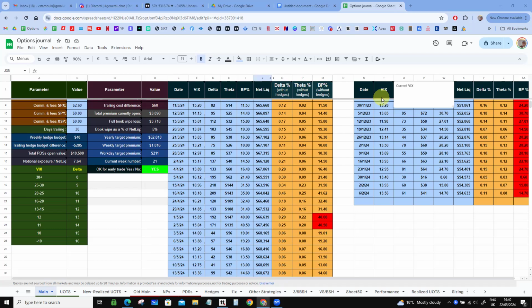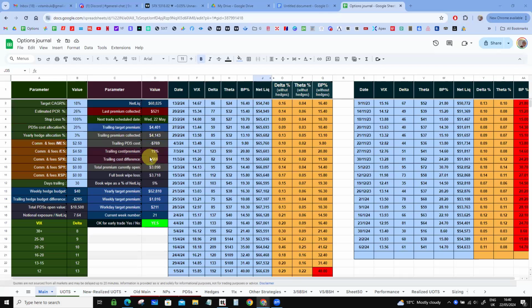Today is 22nd May, Wednesday. I think it's Wednesday. We're getting ready to put on another trade as per our schedule here. As you can see, the spreadsheet tells us today is the day to put another trade. And we did one a couple of days ago.